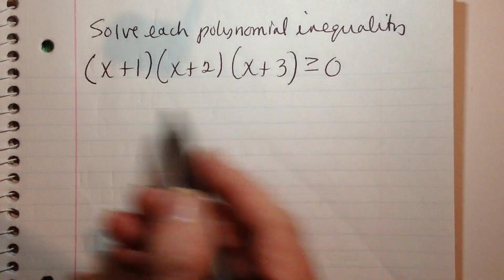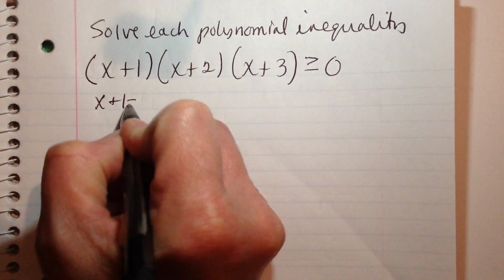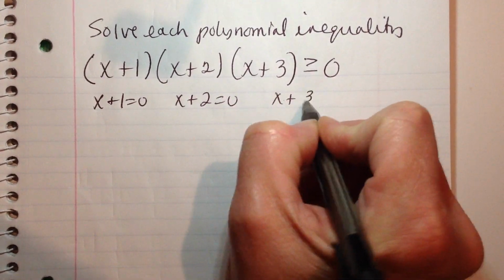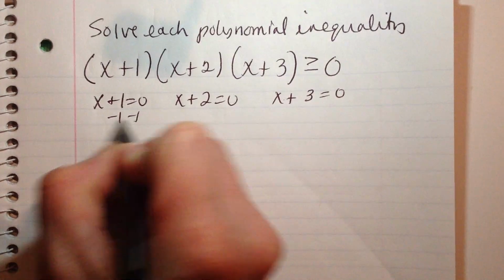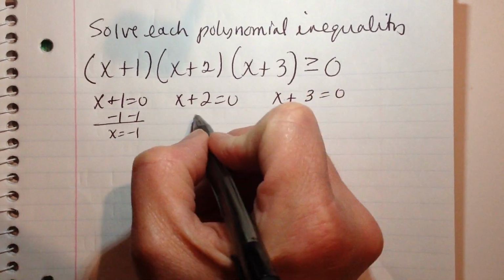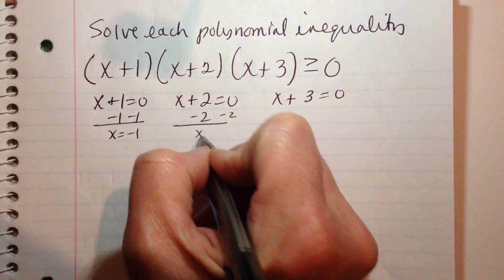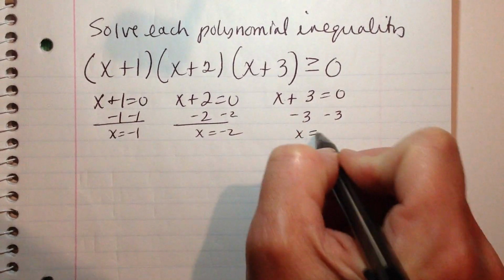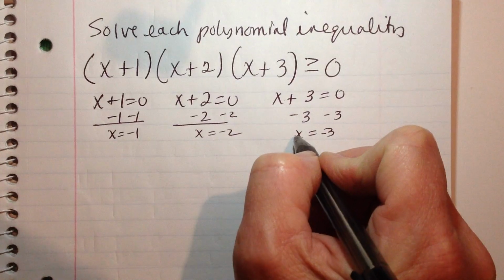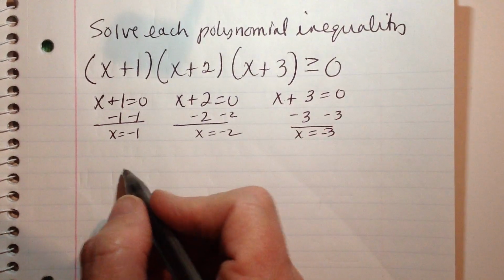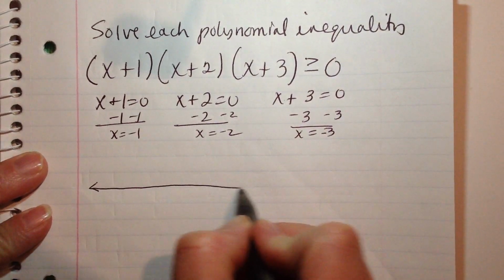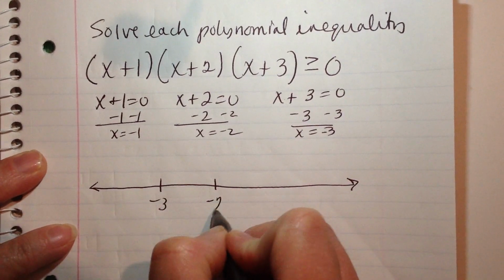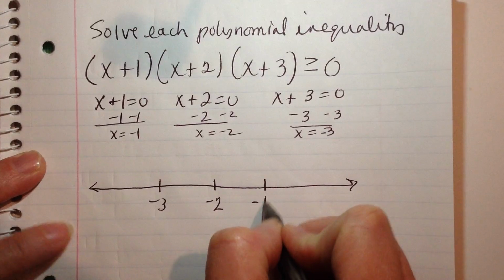So to find your critical numbers, you just will take each one of these, set them equal to 0, and solve for x. So subtract 1 from both sides, x equals -1. Subtract 2 from both sides, x equals -2. And subtract 3 from both sides, x equals -3. Okay, so my critical numbers, think of your number line. Your critical numbers, you have -3, furthest to the left, -2, and -1.